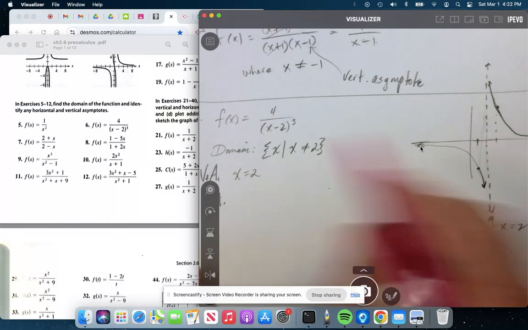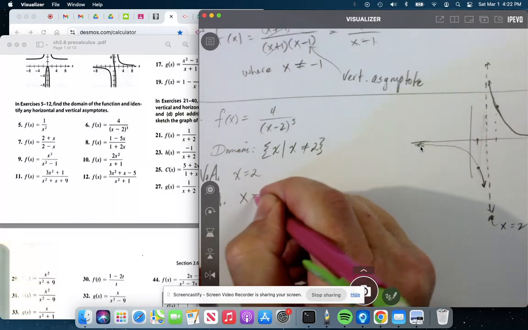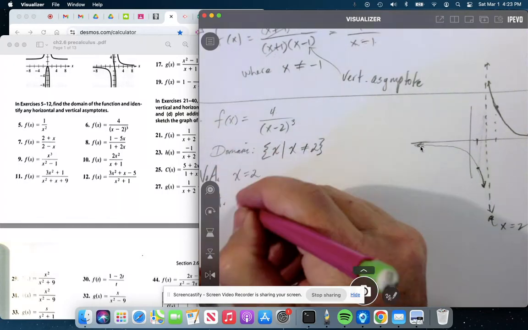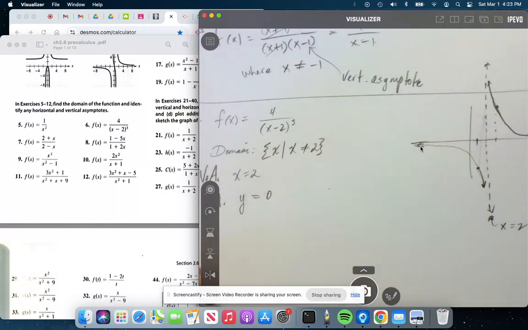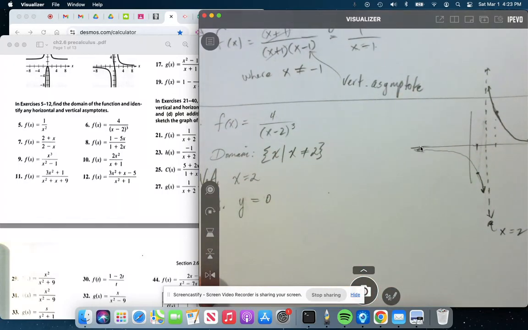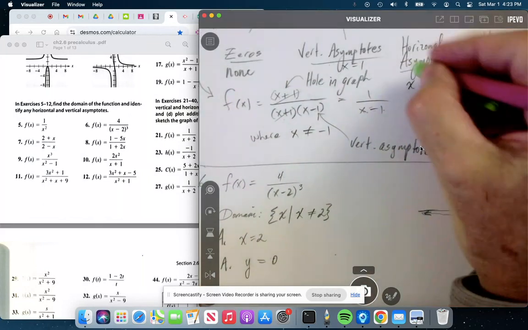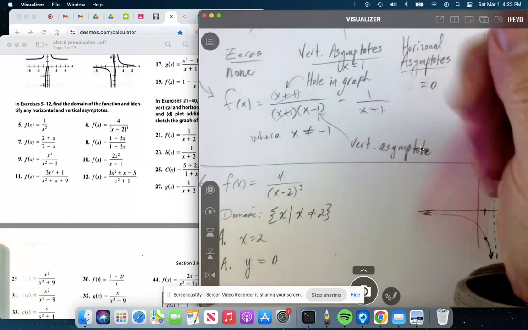So your horizontal asymptote is y equals 0, which is your x-axis, right? y equals 0 is the equation for your x-axis. Ooh, and I need to correct myself up here, because I said x equals 0. That should be y equals 0.